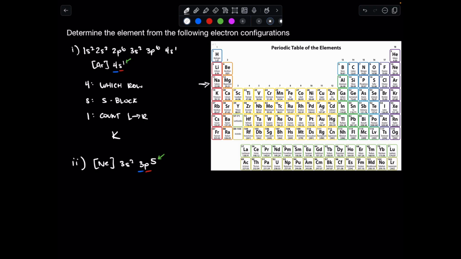It tells us that we are in the p block, which is going to be on this right-hand side over here. And then finally, it's going to tell us that we are 5 in. So let's go down to our third row, 1, 2, 3. We are in our p block, so we go 1, 2, 3, 4, and then here is 5. So this one will be chlorine.